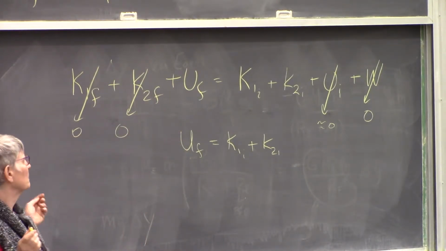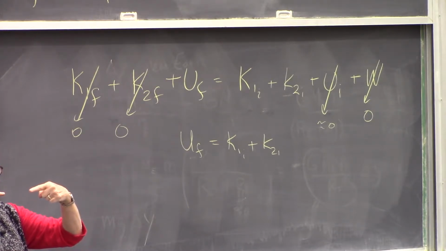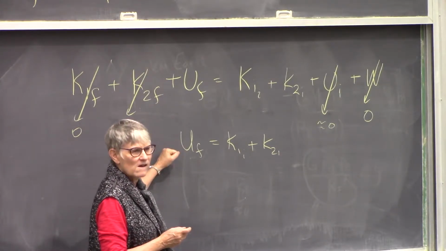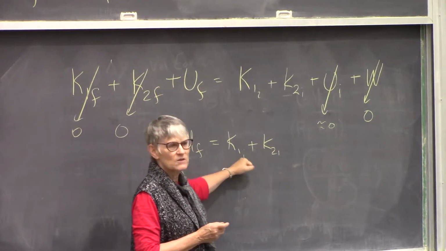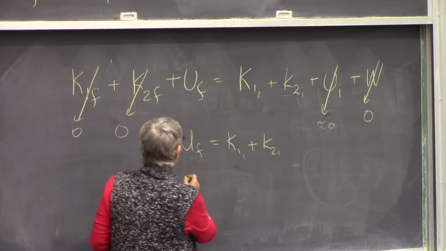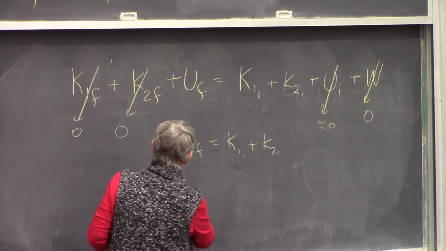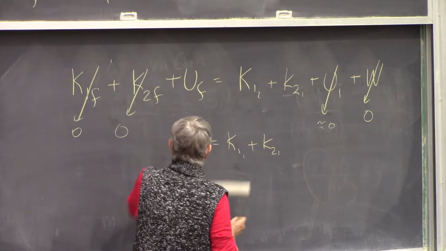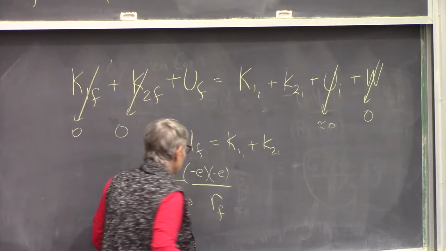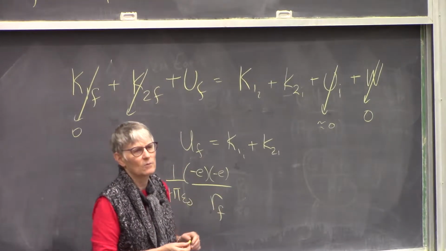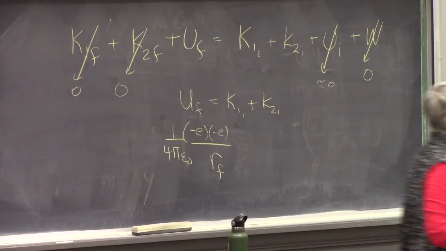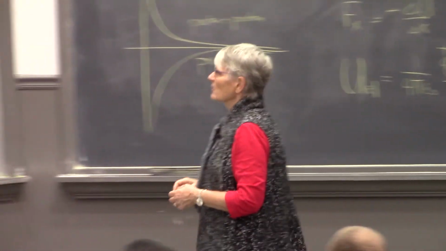Now, the problem said find the distance between them when they come to a stop. What is that hiding in this equation? Is it in the kinetic energy? Is there a distance in kinetic energy? No. So it's got to be here. And in fact, if we write it out, we get 1 over 4 pi epsilon 0, and we have 2 electrons, minus e times minus e over R final. Yes, Robert? Good point. Excellent question. Other questions?